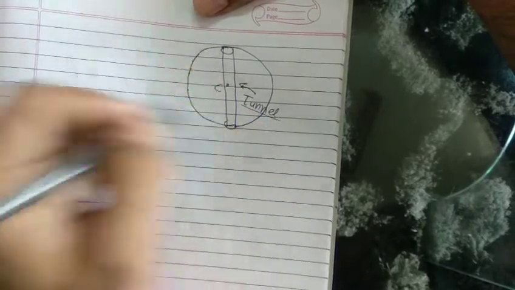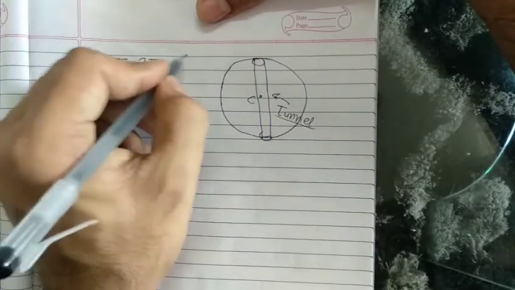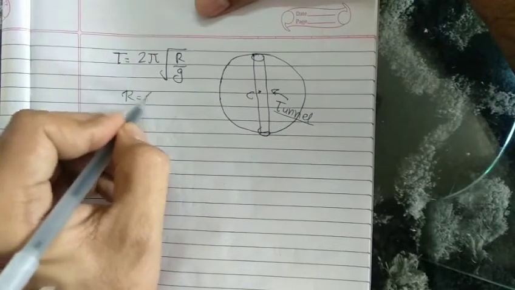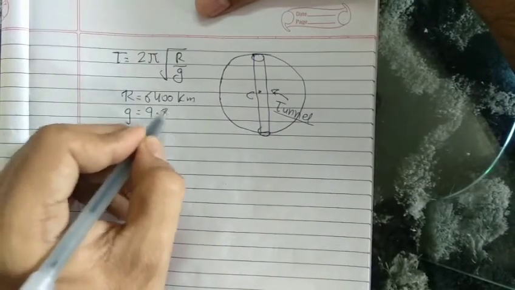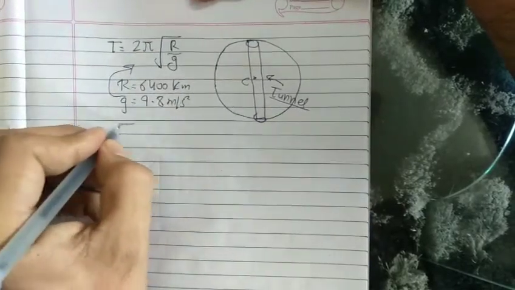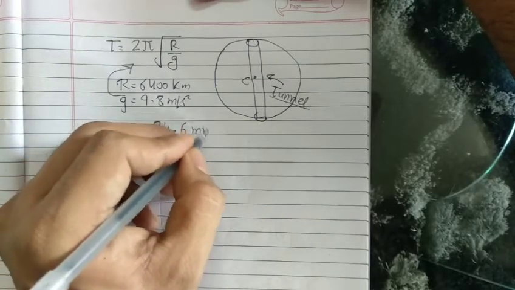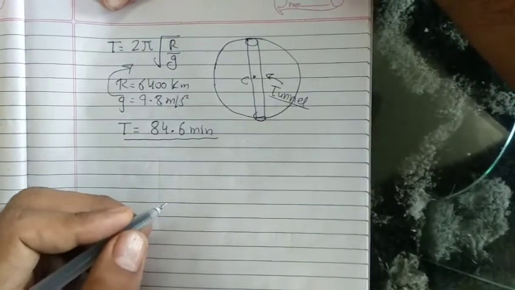Okay. In this tunnel, whenever you leave any stone or any body, it performs SHM of this time period. Now here, if I put the radius of Earth as 6,400 kilometers, and small g as 9.8 meters per second squared, on solving this, definitely T I will get, right? T will come 84.6 minutes. This time period will come 84.6 minutes.